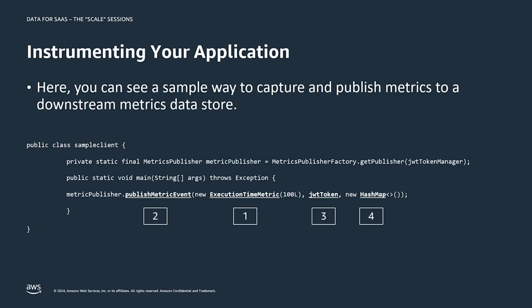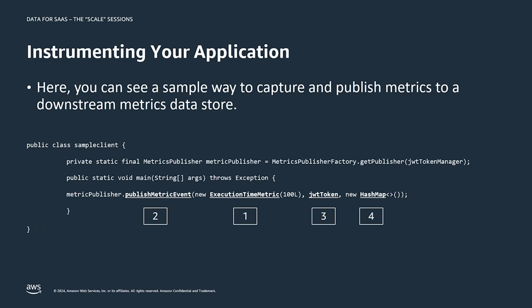So once you have the metrics infrastructure in place, you need to look at how to introduce and build the instrumentation into your SaaS application to capture and publish the metrics. In the example on the screen, we're going to walk through a simple flow that captures and publishes some metrics. So in point one, we're capturing the execution time by using this execution time metric instance class. In step two, we call an instance of the publish metric event to publish the metric.